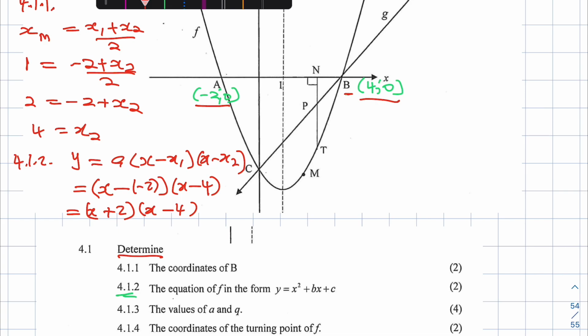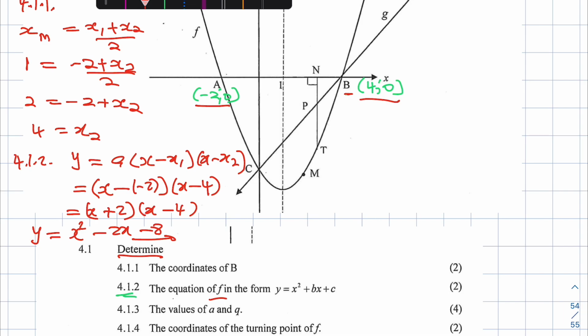If you multiply this out, you get y is equal to x squared minus 4x plus 2x, which is minus 2x, and then minus 8. So that is the equation of f in that form. So b is -2 and c is -8.